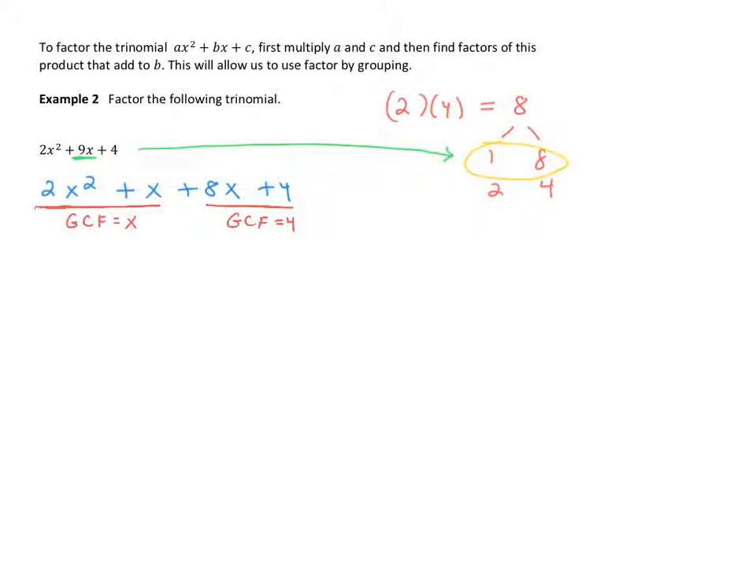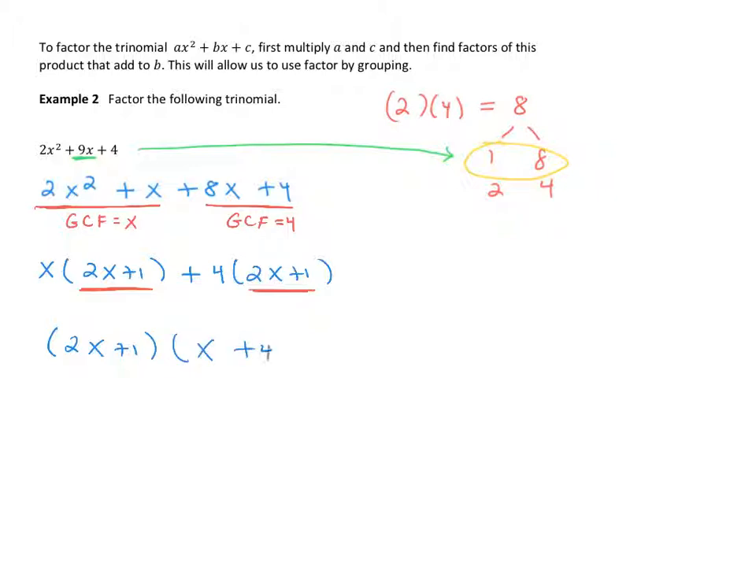Here's my next line. If I take out an x, I'm left with 2x plus 1. And in the last 2 terms, if I take out a 4, I'm left with also 2x plus 1. Okay, this is great. I get 2x plus 1 and 2x plus 1, which I can now remove from both of those terms. I take out the 2x plus 1, and I'm left with x and 4. And this is the final answer.